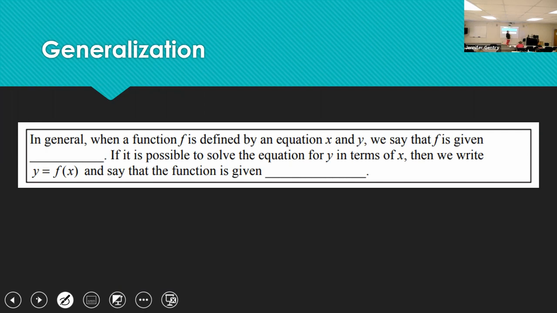In general, when a function f is defined by an equation with x and y, we say that f is given implicitly.